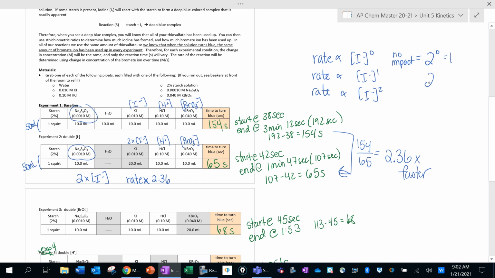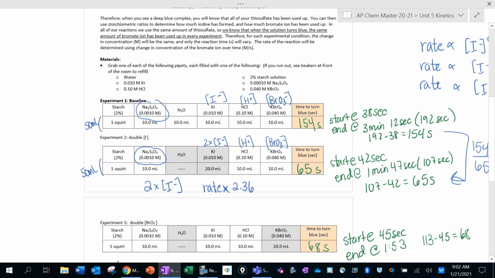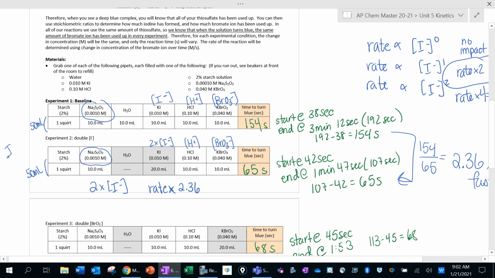So if it were first order and we doubled the concentration, the rate would be twice as fast. If it were second order and we doubled the concentration, 2 squared is 4, so the rate would be 4 times as fast. And since this is real life data, it's not perfectly pretty, right? We got 2.3. It's not exactly 2, it's not exactly 4, but we can ask ourselves, which is it closer to? And 2.3 is much closer to 2 than it is to 4. So based on this data, I'm going to say that it looks like iodine is first order.